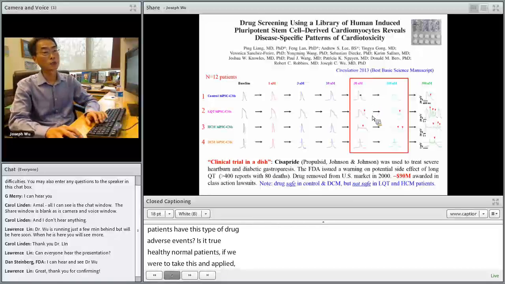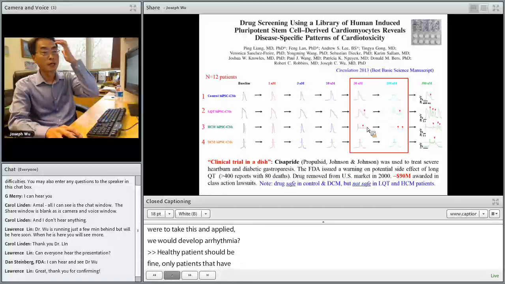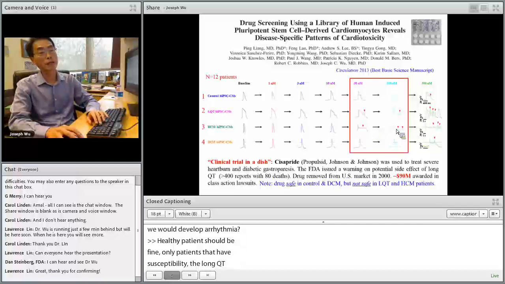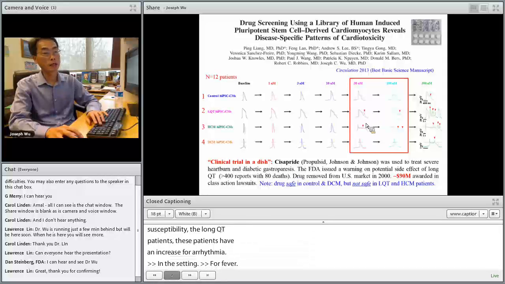It's only patients who have genetic susceptibility. For example, the long QT patients and the hypertrophic patients, they have an increased propensity to arrhythmia. And perhaps, in the setting of hypokalemia, in the setting of fever, and in the setting of taking the cisapride with genetic predisposition, then they develop this type of trouble.